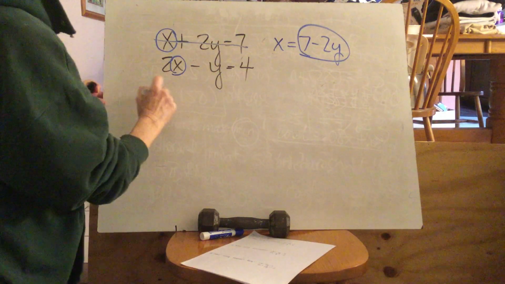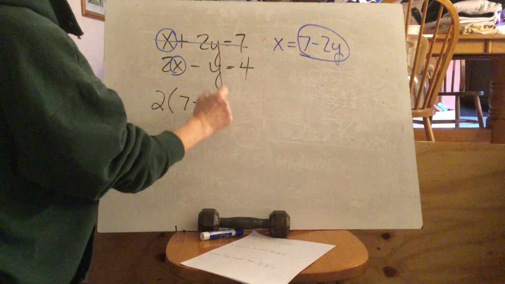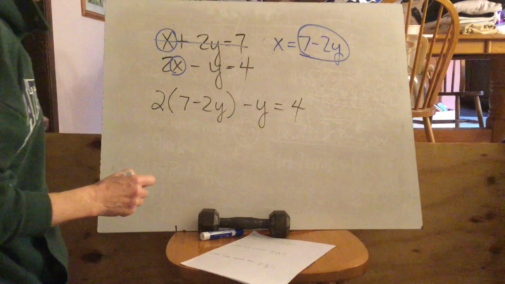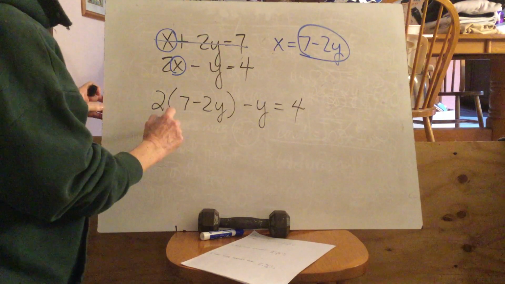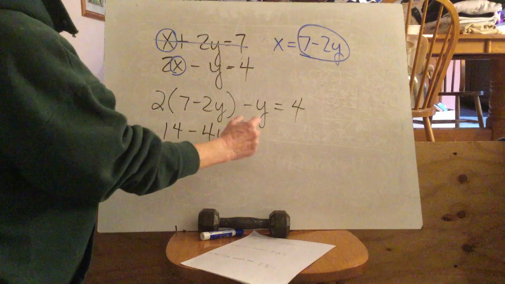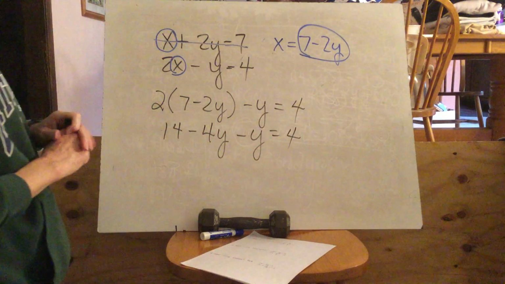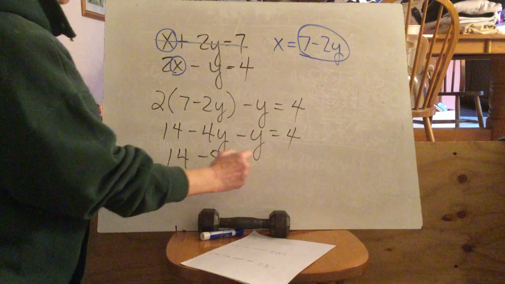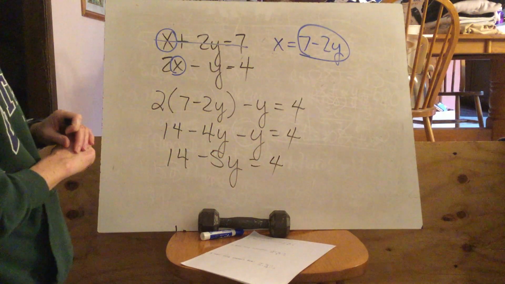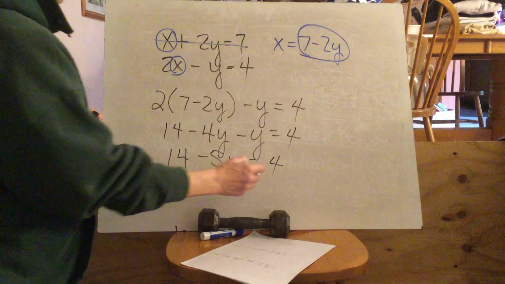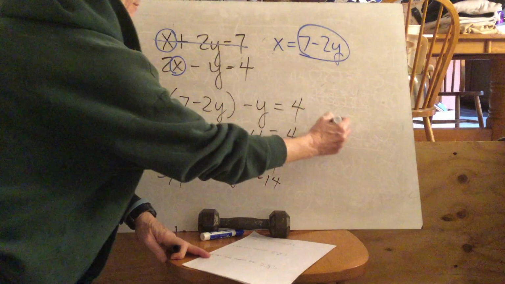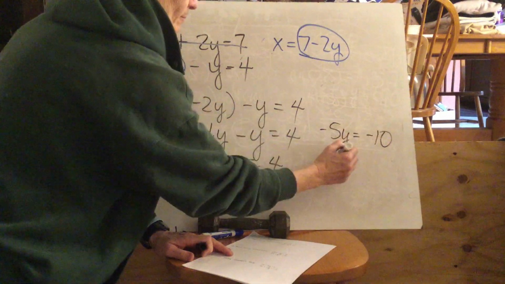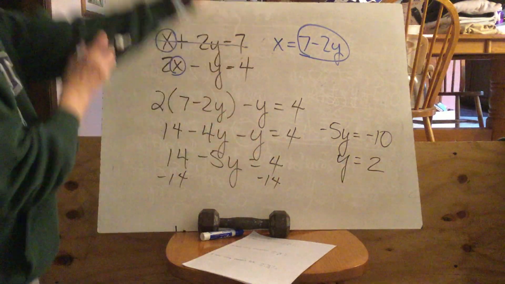So I'll have 2 times 7 minus 2y, minus y equals 4. So 14 minus 4y minus y equals 4. Can add those together. 14 minus 5y equals 4. Now we'll subtract the 14. So negative 5y equals negative 10. And y equals 2.